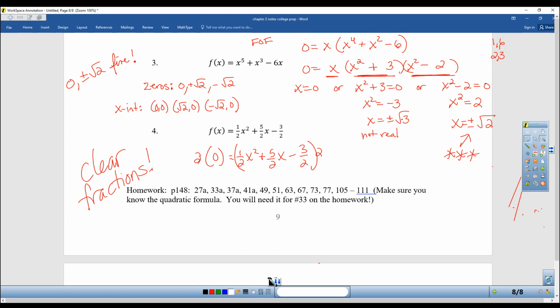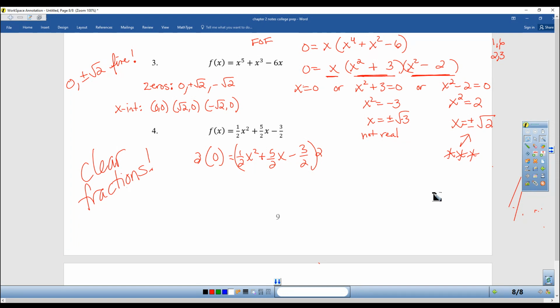So I'm just going to erase all this homework so that I can use this space for writing. Oh, I can't erase the number. All right.